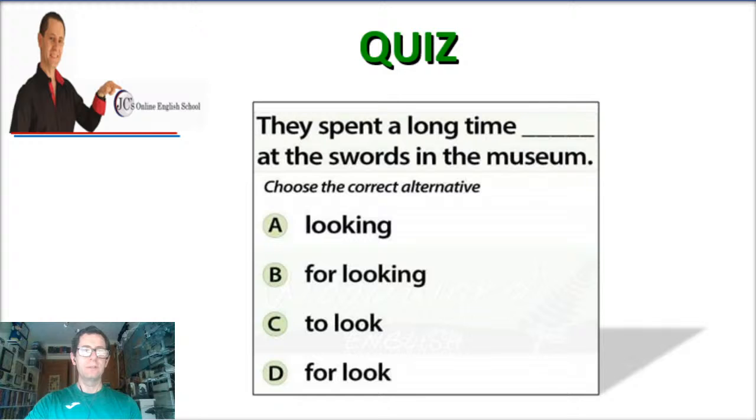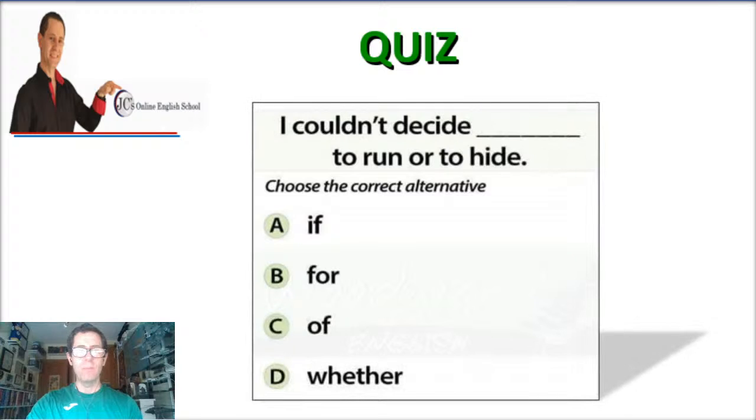They spent a long time looking at the swords in the museum. The correct answer is Alpha. Jose Maria is right, looking at the swords. Excellent, Jose Maria. You're totally correct. Jose Maria, 1 point.